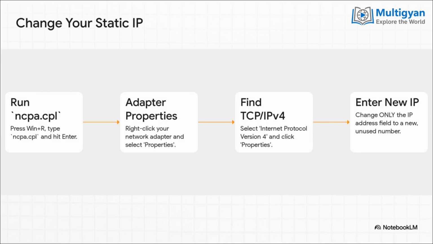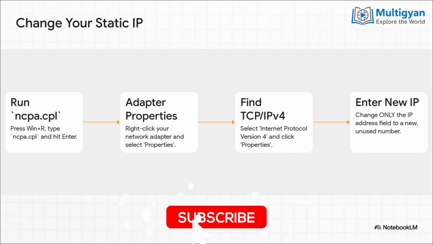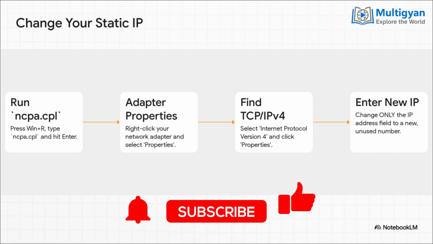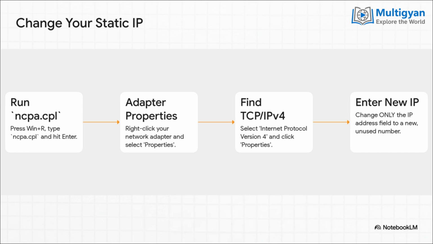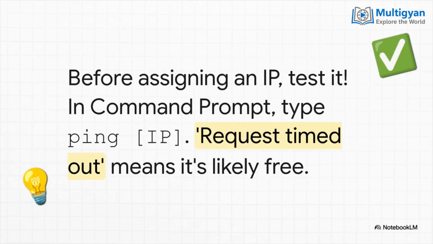So here's how we fix it. Just follow these 4 steps on the screen. And by the way, that command ncpa.cpl is a fantastic little shortcut to jump right to your network settings. Once you get to that final properties window, the only thing you need to touch is the IP address field. Just pick a new number that you know isn't already being used by your phone or your TV or anything else.